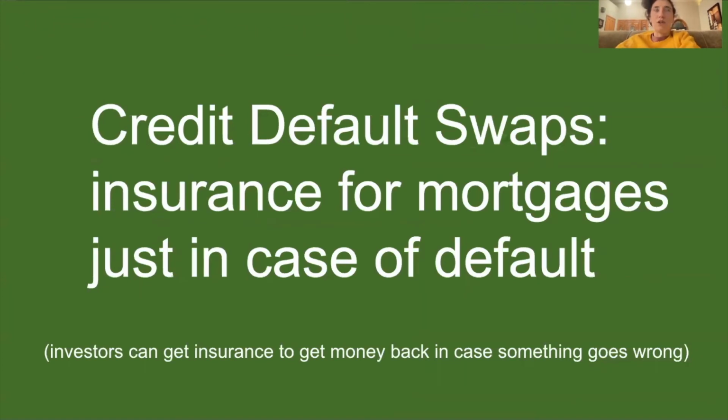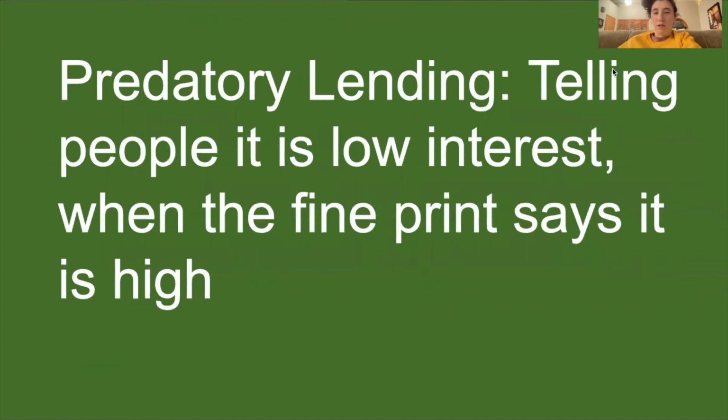Then when we talk about insurance and mortgages, we have this idea of a credit default swap. Credit default swaps are basically insurance for mortgages, just in case someone's not able to pay off their payments and they go into default. So investors are able to get insurance on their investments in people's mortgages. In case something goes wrong, they'll get money back. They won't be hit very hard.